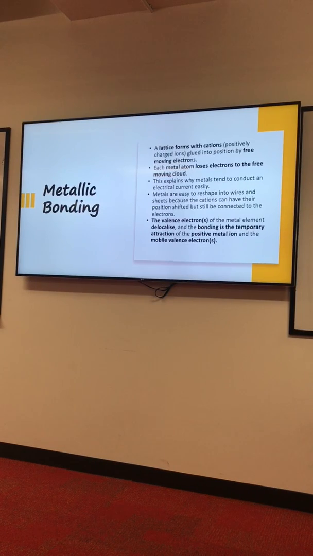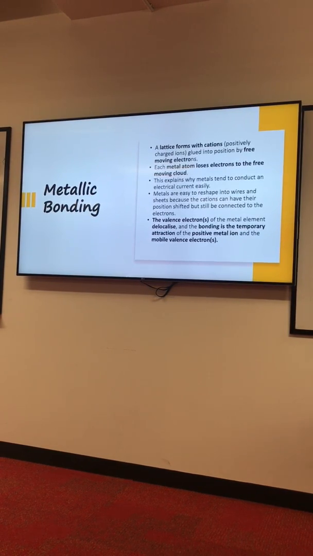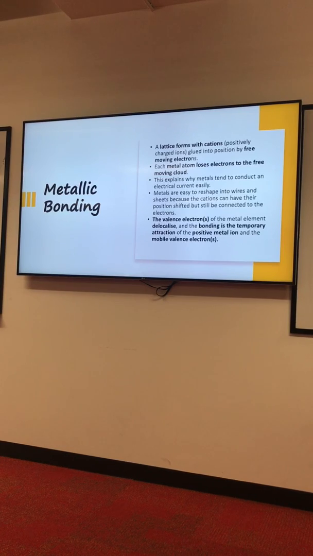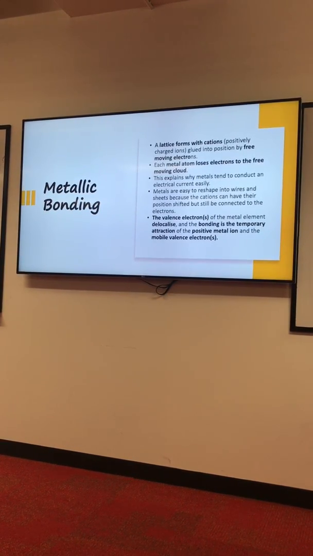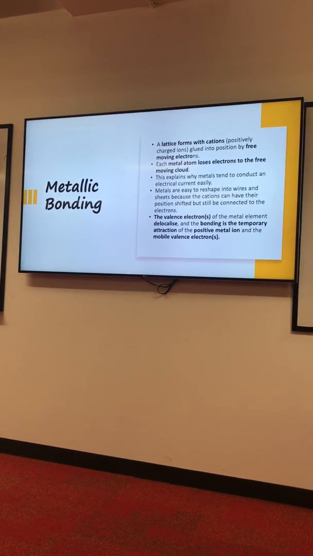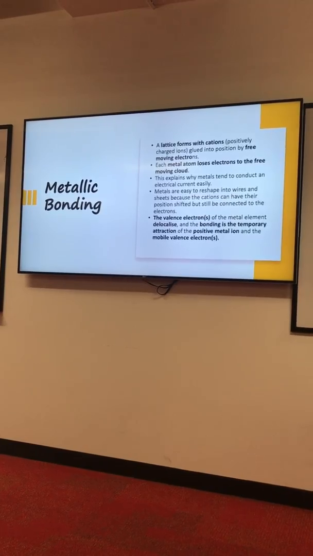So we can make metal into wires, and we can bend those wires. And the reason why we can do that is because of the flexibility of those electrons being like a big cloud that we can just shape into a long blob or a tall blob or a round blob. However we want to structure it, we can, because of the flexibility of that electron cloud.